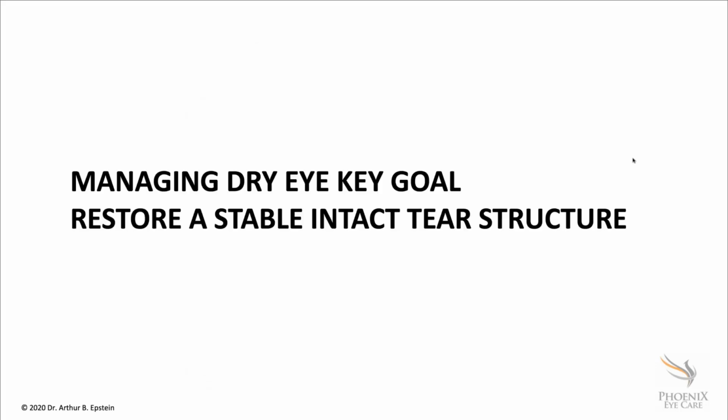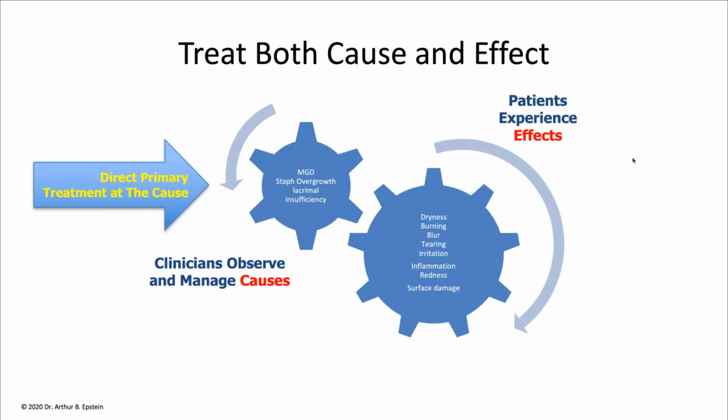So the key here in managing dry eye, if you want to be successful, is restore a stable, intact tear structure. It's really that simple. I know you can spend a fortune going to different programs and they'll tell you all kinds of things. It's very simple. You don't have to spend anything. Restore a stable tear structure. I'll tell you how to do it.